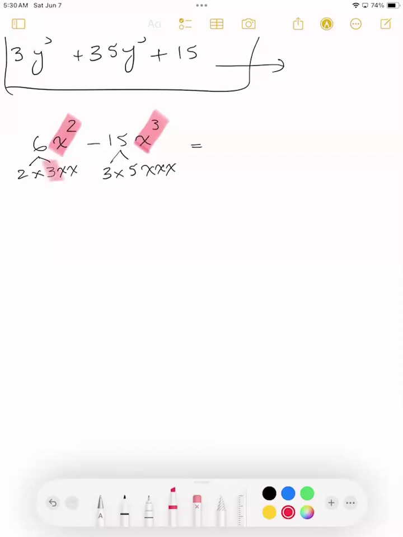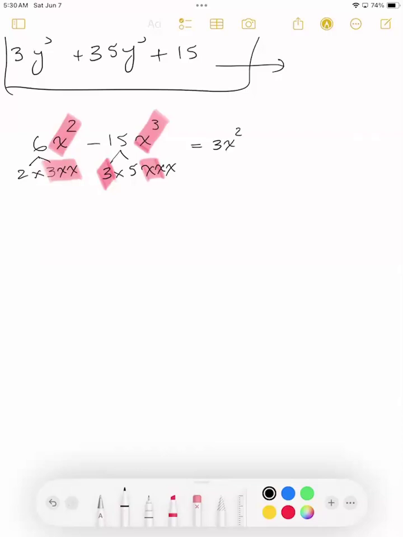The first term has 3 and 2 x's. This one also has the 3 and 2 x's. So you look for the greatest common factor. You look to see what is in common in both of them simultaneously. So they both have 3, and they both have 2 x's, which is x to the power 2.